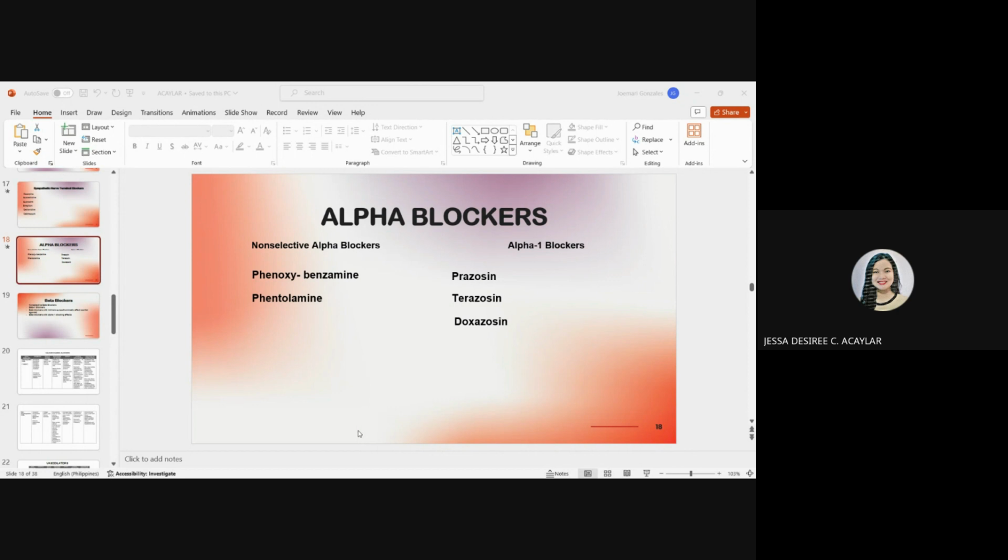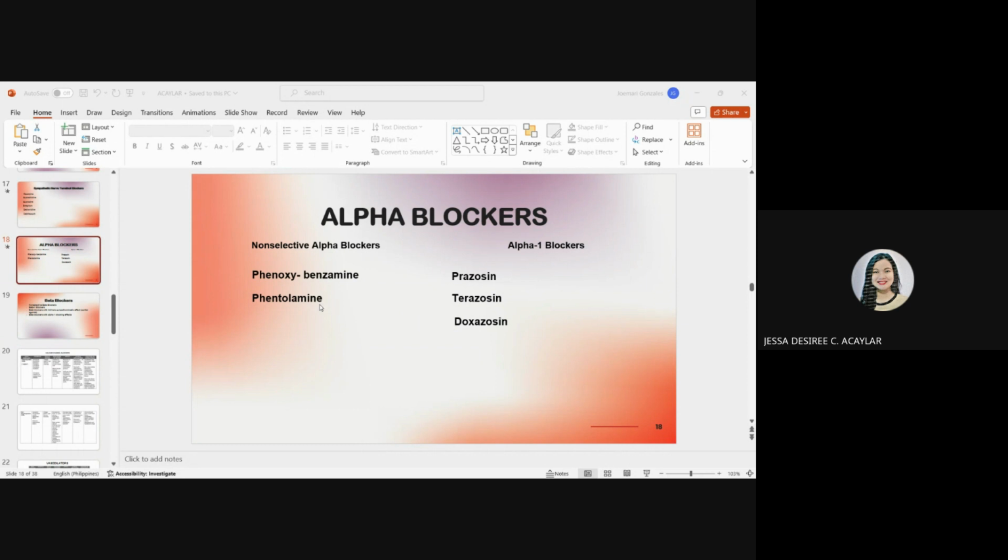Ang clinical applications po ay for pheochromocytoma. Pheochromocytoma is a tumor of the adrenal medulla or sympathetic ganglion cells, which secretes excess norepinephrine and epinephrine. Toxicities or interactions ng mga alpha blockers, nagkakaroon po sila ng orthostatic hypotension, tachycardia, myocardial ischemia. Tapos yan po ang example natin, phenoxybenzamine at saka phentolamine.